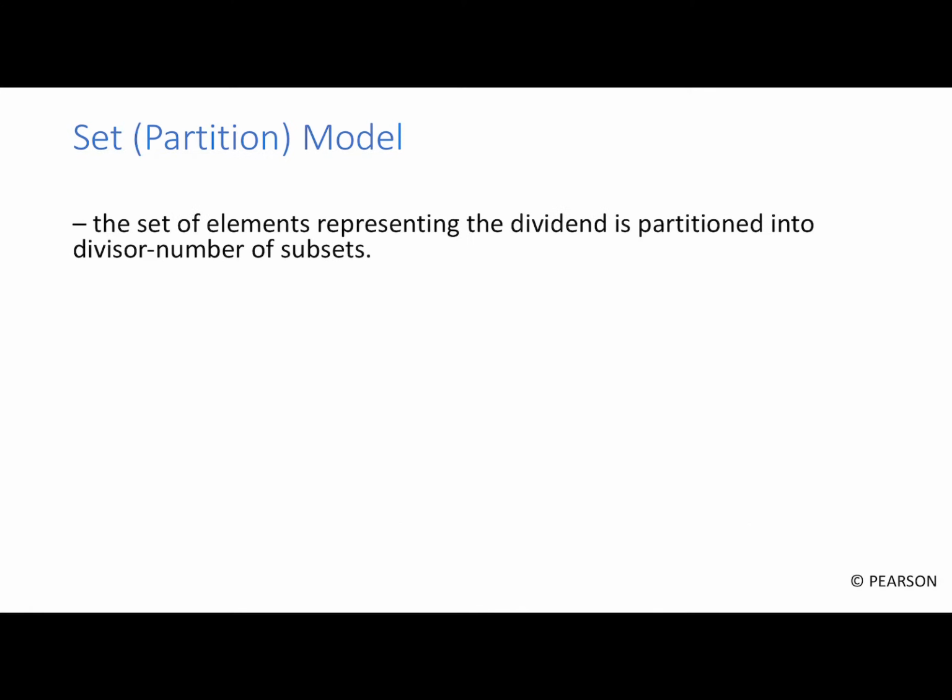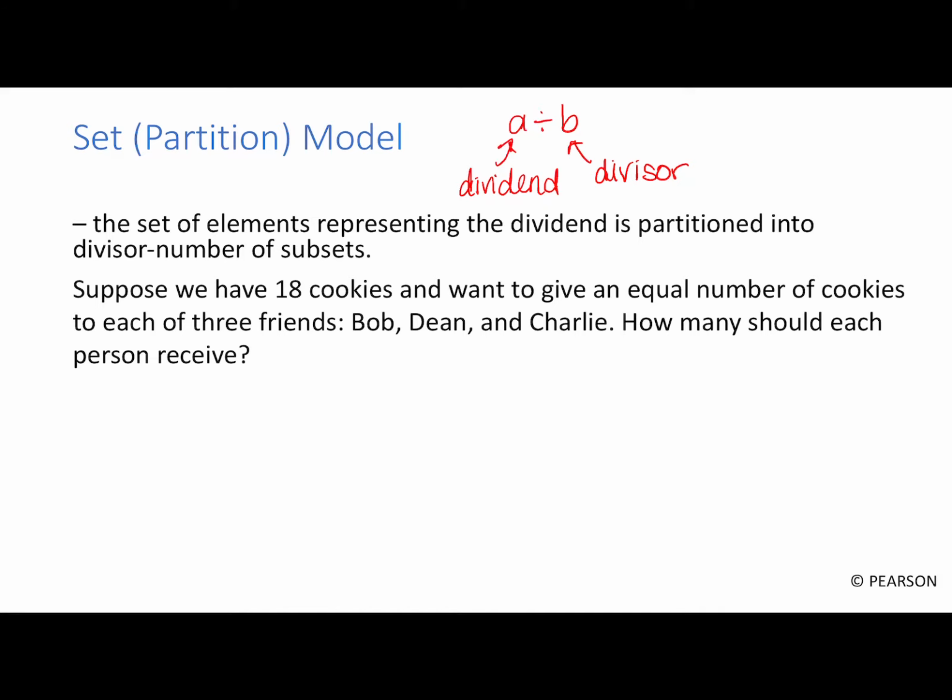All right, so here's another model. The set partition model has us take the set of elements representing the dividend and partition it into divisor number of subsets. So when I'm dividing, the dividend is the bigger number here, and the divisor is the number that I'm dividing by. Okay. So again, let's look at an example. We have 18 cookies again, but now we want to divide them among our 3 friends. How many cookies should each person receive?